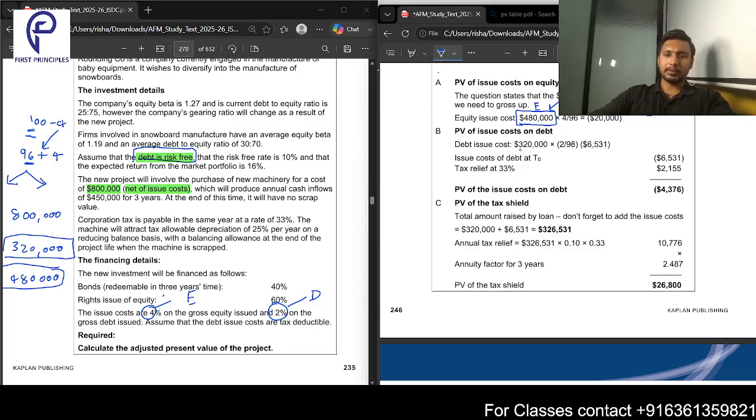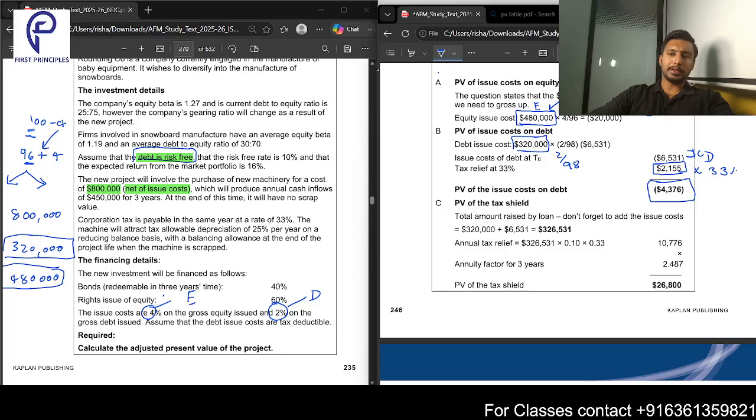And same here, we have taken 320,000 into 2 by 98 because the issue cost of debt is 2%. Once we have done that, we have got our issue cost of debt. But debt brings some tax relief. So 33% of that is our tax relief. 2155 is subtracted, which is the tax relief. This is the total issue cost of debt.